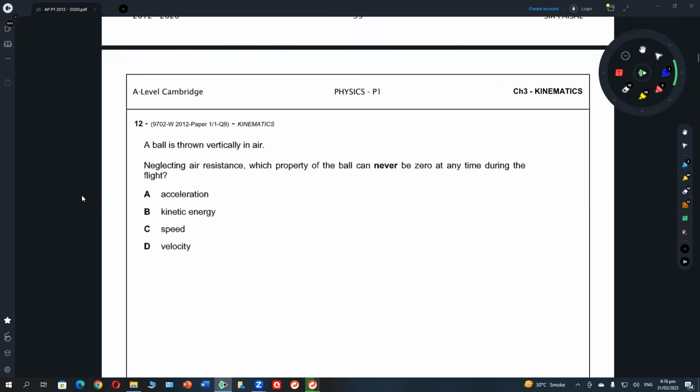A ball is thrown vertically in air, neglecting air resistance. Which property of the ball can never be zero at any time during the flight? Acceleration. The ball is thrown upward and it must be going up. It will stop at the highest point and then it will come back. When it stops at the highest point, its kinetic energy will be zero. Speed will also be zero. Now, two options are left.